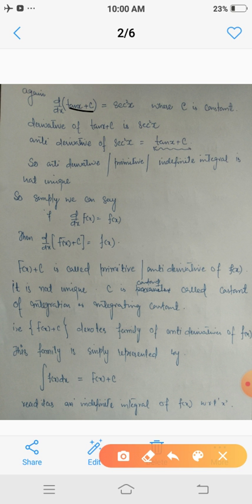So this means that the derivative of tan x plus c is also sec square x, or simply sec square x is the antiderivative of tan x plus c. So the antiderivatives, or primitives, or indefinite integrals, by the definition and the above example, are not unique, although the derivatives of a function are unique.